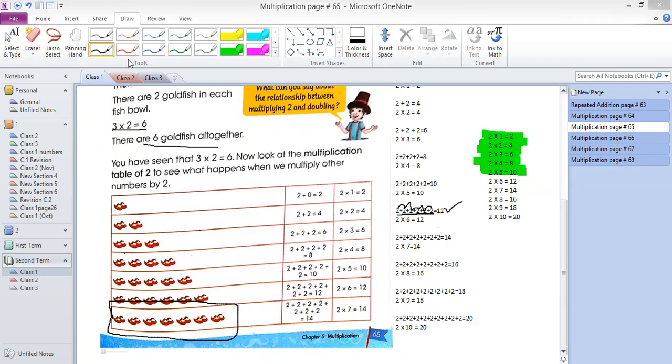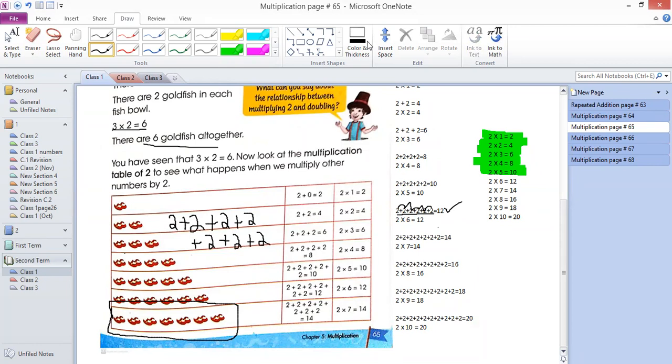Seven groups means if you want to know how many total fishes there are, we will add 2 seven times. So 1, 2, 3, 4, 5, 6, and 7.